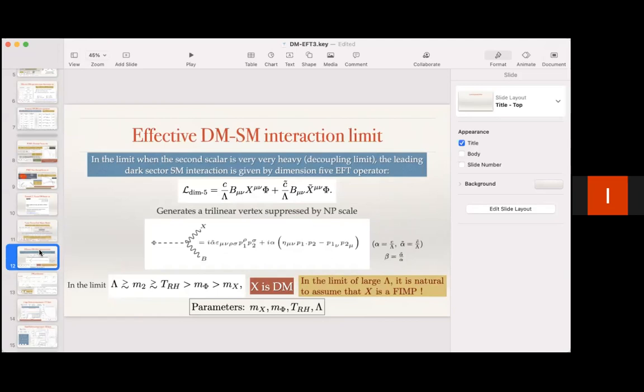In one region, it does not depend on reheating temperature, but when I'm integrating out the heavier particle, my evolution of dark matter depends upon the reheating temperature.